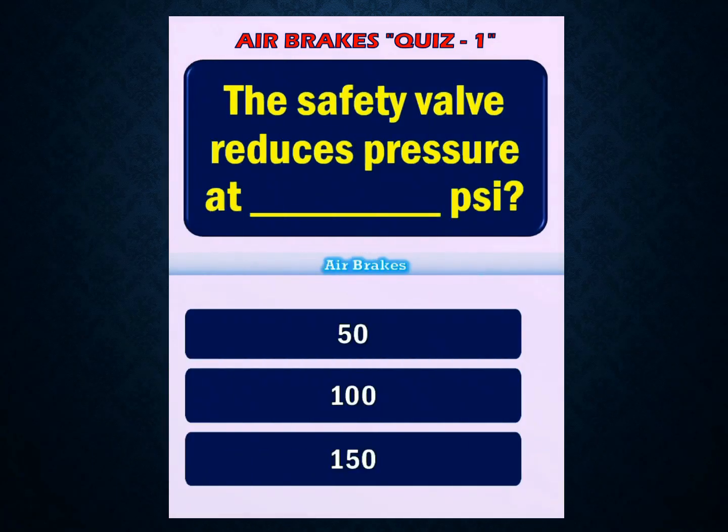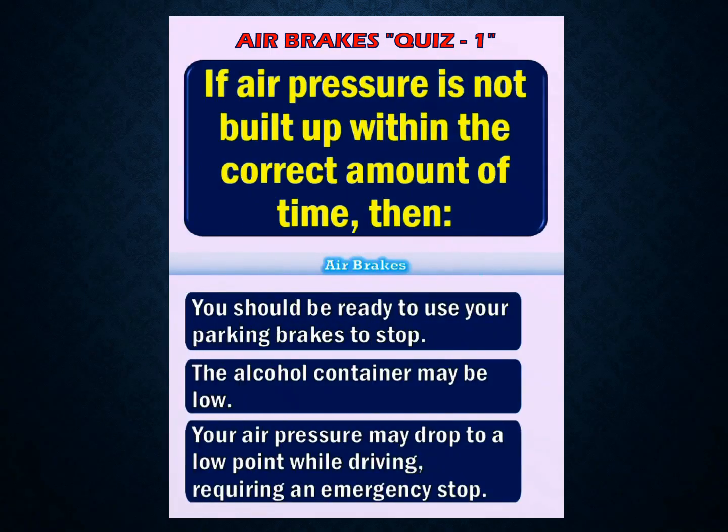The safety valve reduces pressure at blank psi. The correct answer is C. 150. If air pressure is not built up within the correct amount of time, then the correct answer is C. Your air pressure may drop to a low point while driving, requiring an emergency stop.